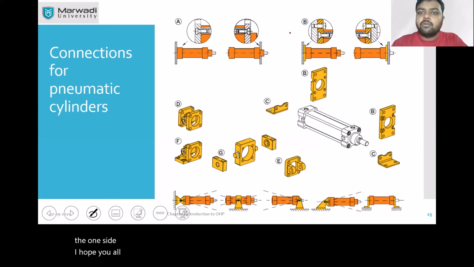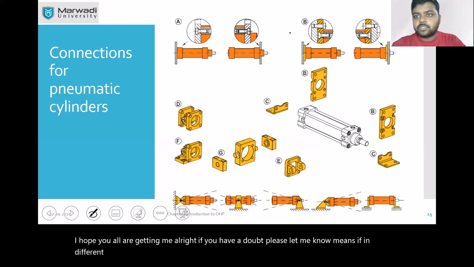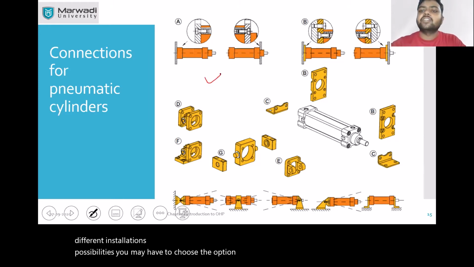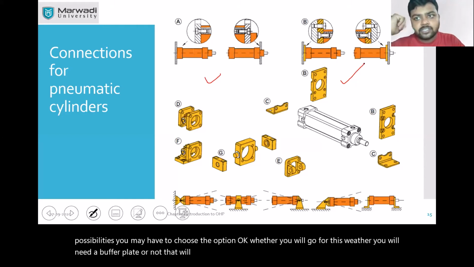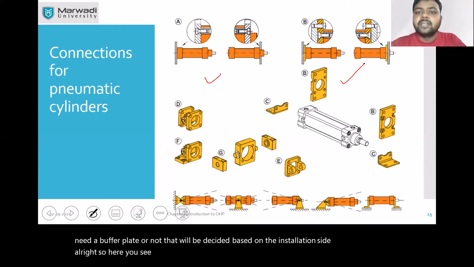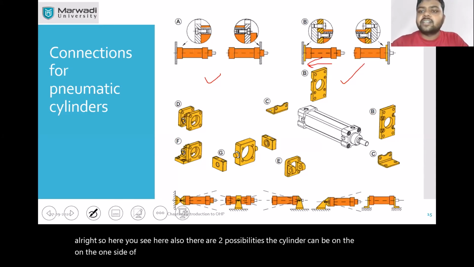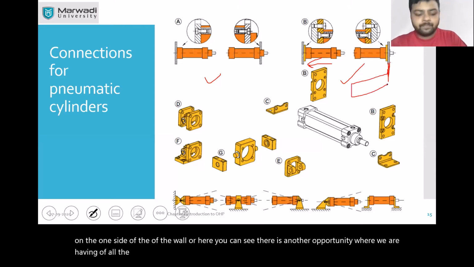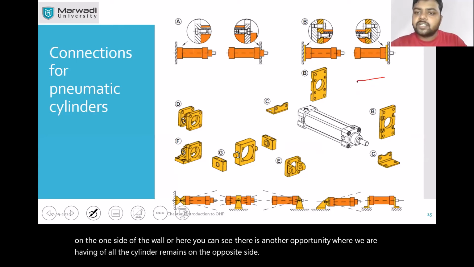All right, if you have a doubt please let me know. In different installation possibilities you may have to choose the option. Whether you will need a buffer plate or not will be decided based on the installation side. All right, so here you see there are also two possibilities. The cylinder can be on one side of the wall, or here you can see there is another opportunity where we are having a wall, and the cylinder remains on the other side of the wall.